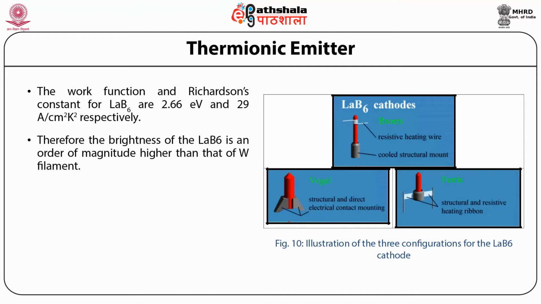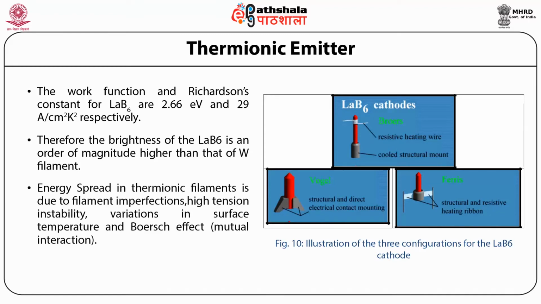Therefore, the brightness of the LaB6 is an order of magnitude higher than that of the tungsten filament. Energy spread in thermionic filaments is due to filament imperfections, high tension instability, variations in surface temperature, and the Boersch effect, that is mutual interaction. Typical source spot sizes are 30 micron for tungsten and 5 micron for LaB6.